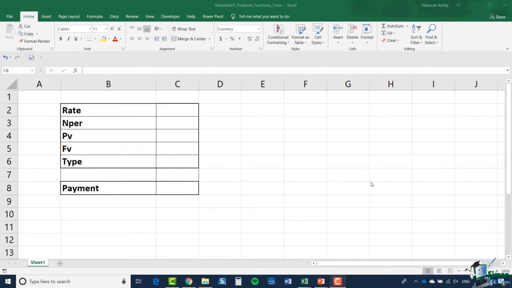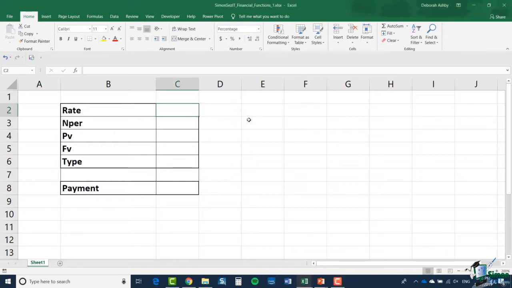Now, the first function I'm going to work through today is PMT, or the payment function. Basically, we generally use the PMT function to work out the payments on a loan. It's a little more powerful than that, and there are quite a few options associated with the payment function. Again, I'm going to use this section as an opportunity to explain these.